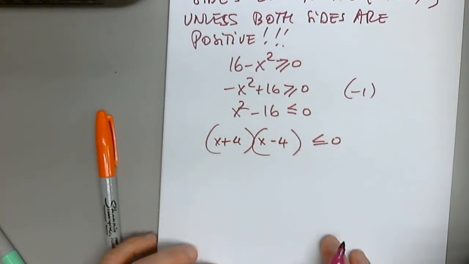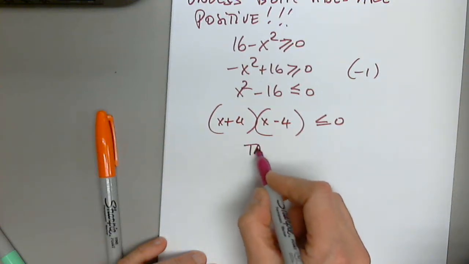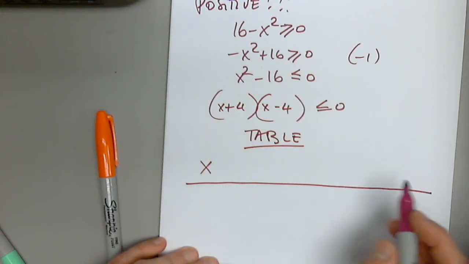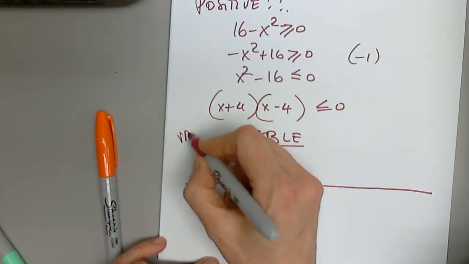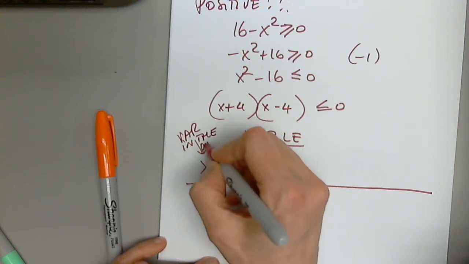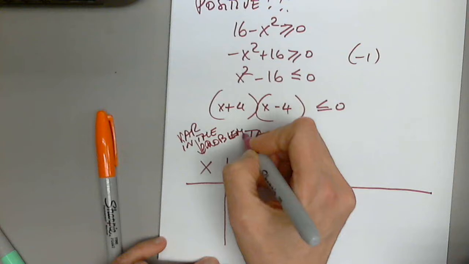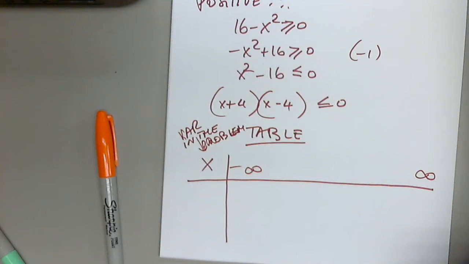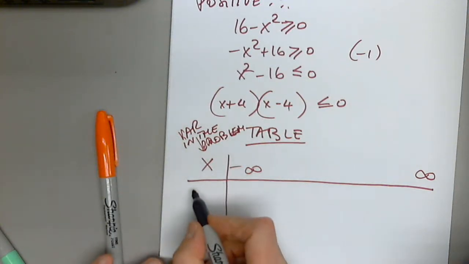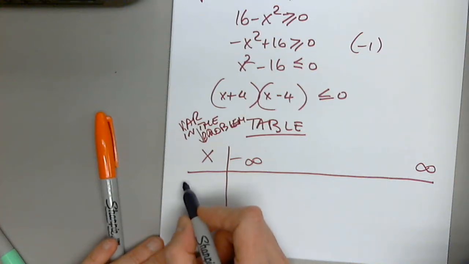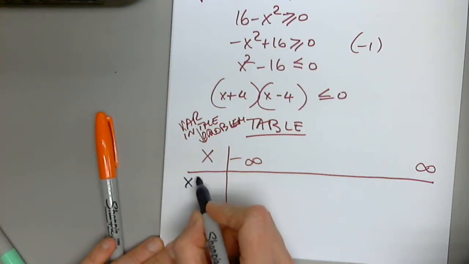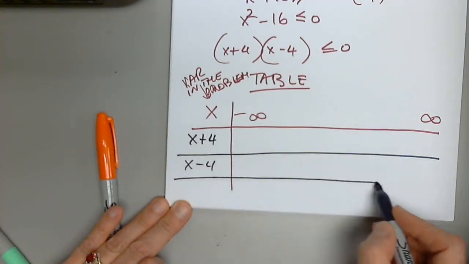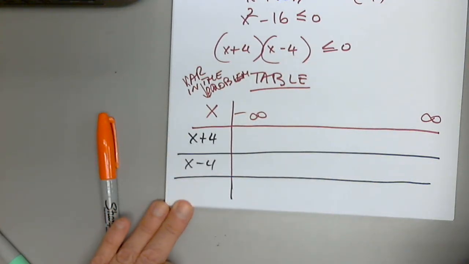Awesome. And now I will recommend a table in which we summarize what we are trying to do. x is the variable in the problem. It can be anything from negative infinity to infinity. The first factor in the problem is, which one? What do I write as the first factor? x plus 4. Excellent. What do I write as the second factor? x minus 4. And what am I really, really interested in studying the sign for?